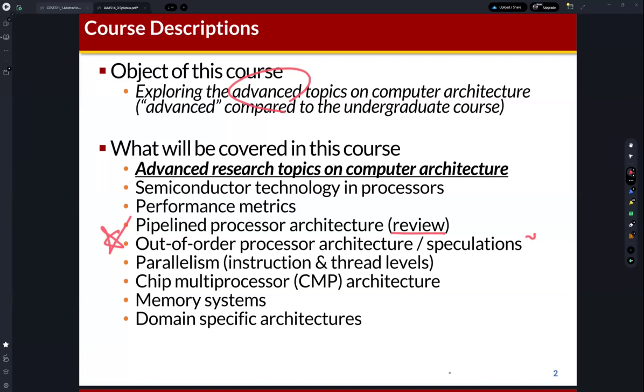Okay, there are many different... How can I say it, a method? Many different kinds of parallelism. So different kinds of parallelism can be applied to the processor architecture. So we will cover different kinds of parallelism, and then memory systems, domain-specific architectures briefly. Okay. So we can also cover some GPU, the graphics processing unit, in this course.